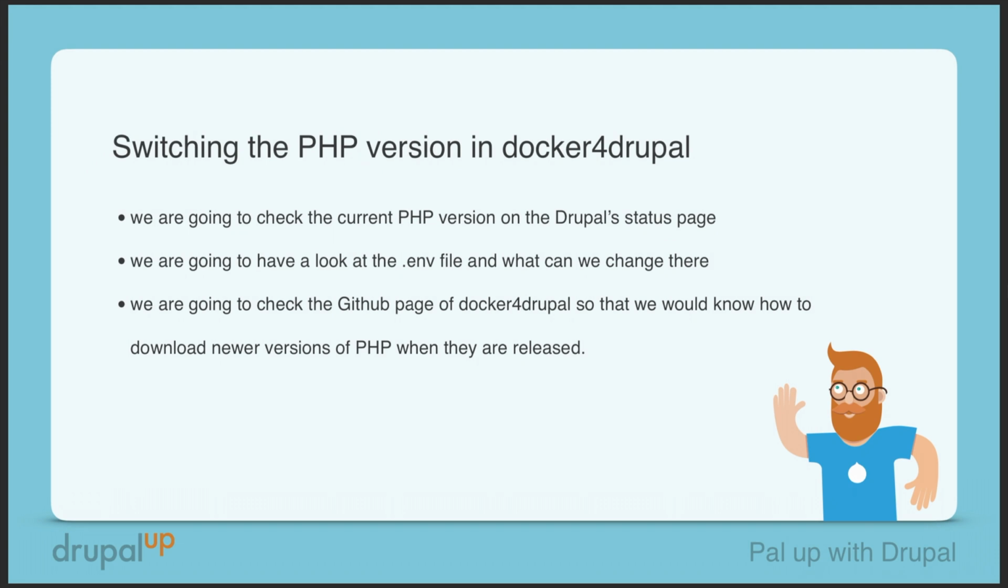In this video, we're going to be taking a look at switching the PHP version in Docker for Drupal. We're going to check the current PHP version in our Drupal's status page. We're going to have a look at the .env file and how we could switch the PHP version. And we're going to check on the GitHub page of Docker for Drupal: where should we search when there is a newer PHP version?